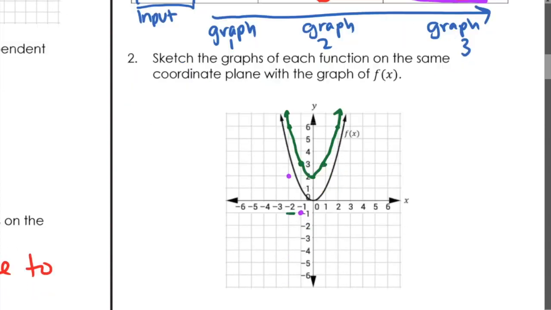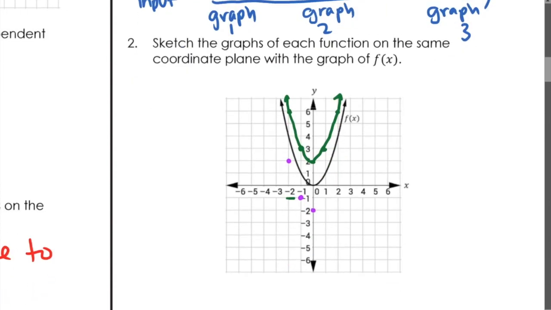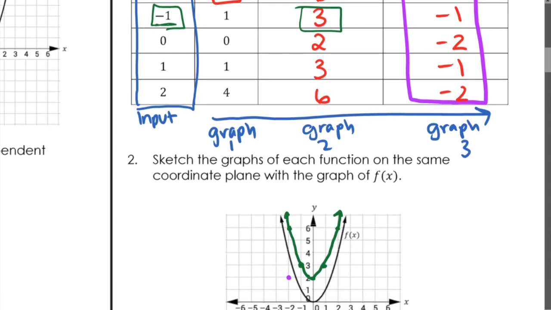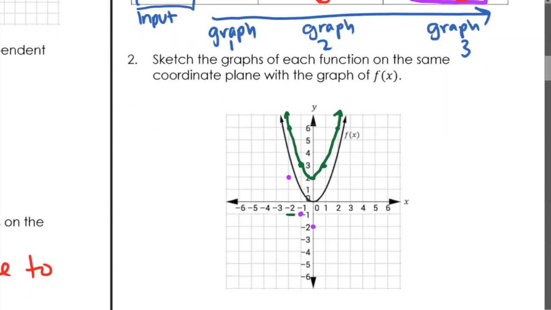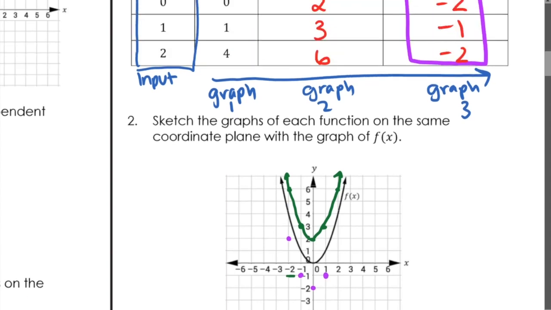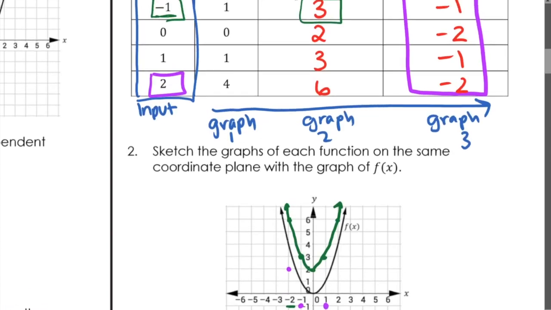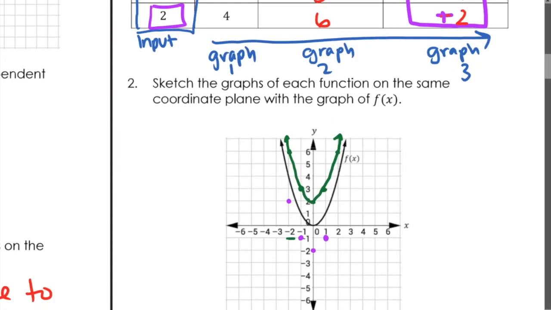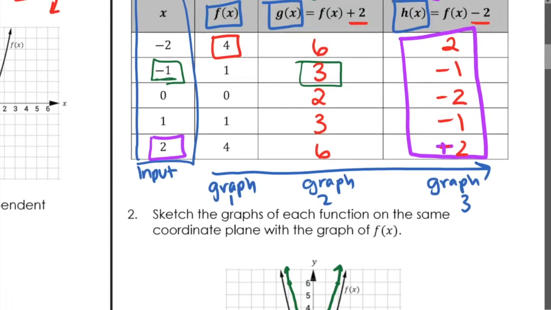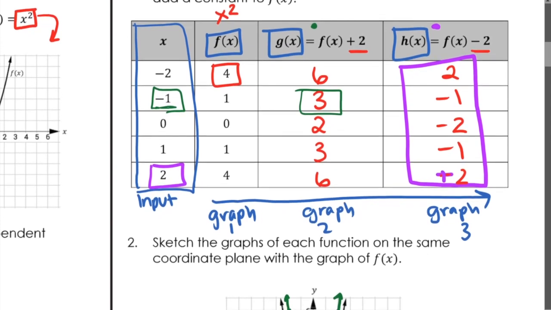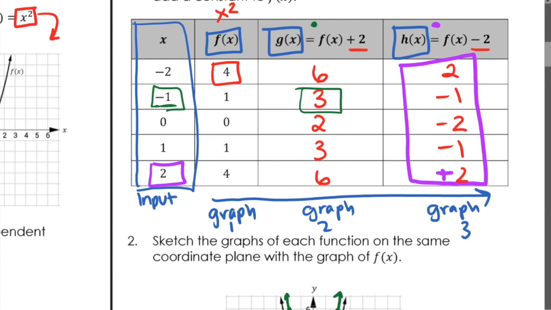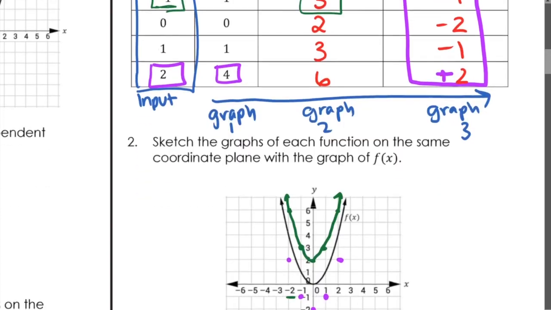Then we have 0 and -2. So that point is right here. Then I have 1 and -1. So 1 and -1. And last is 2 and -2. Sorry, that should be a +2, not a -2. Yeah, because 4 minus 2 would have been 2. Because these right here, I'm just taking this minus the 2, and 4 minus 2 is a +2.